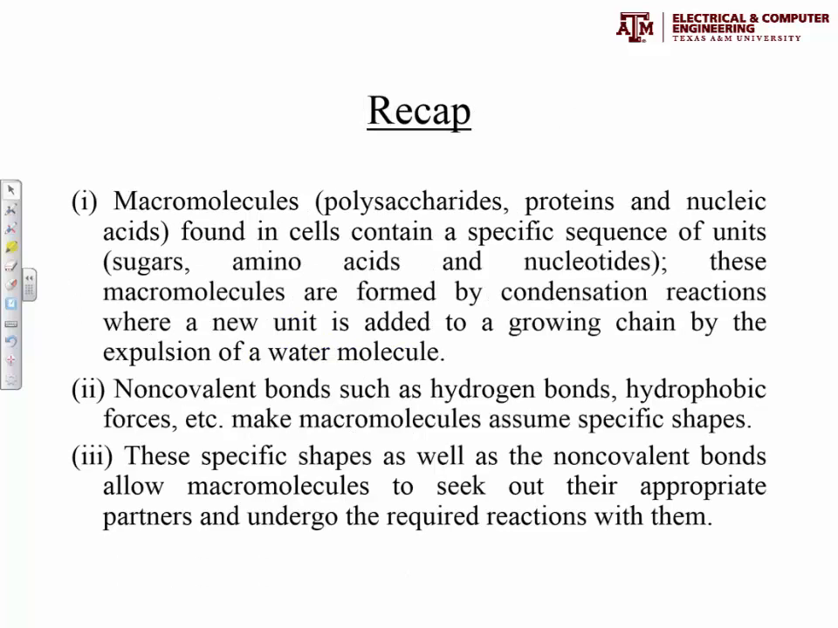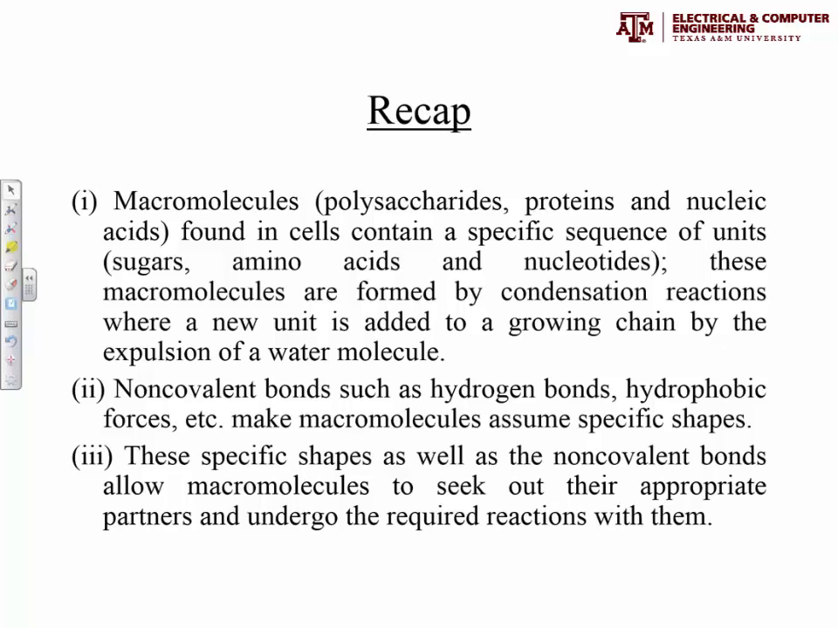I believe I have almost finished this chapter just with this recap. So macromolecules found in cells contain a specific sequence of units, sugars, amino acids, and nucleotides. These macromolecules are formed by condensation reactions, where a new unit is added to a growing chain by the expulsion of a water molecule. I gave you examples of that, okay? Non-covalent bonds such as hydrogen bonds and hydrophobic forces make macromolecules assume specific shapes. I didn't discuss that in detail, but I kind of gave you the idea that many things are going to interact together, right, to form the final three-dimensional shape.